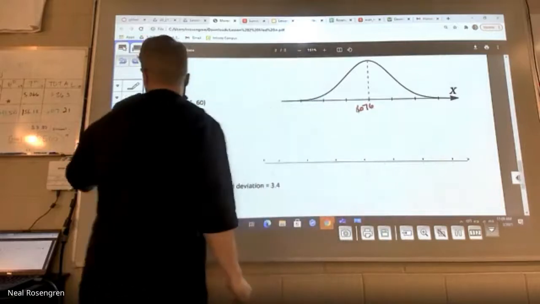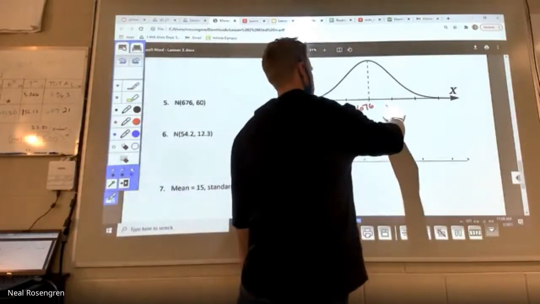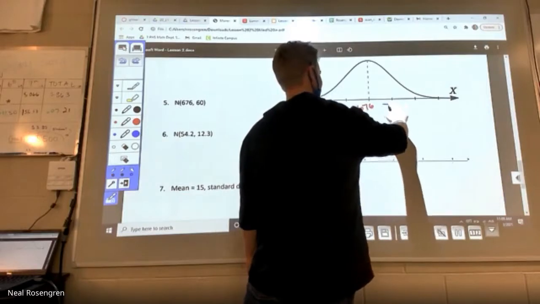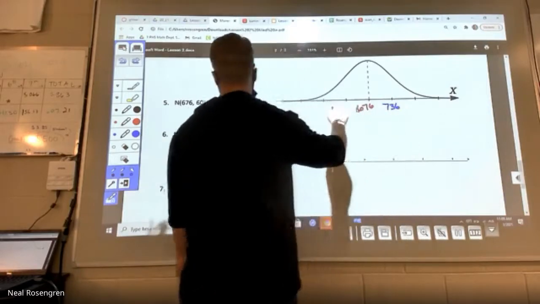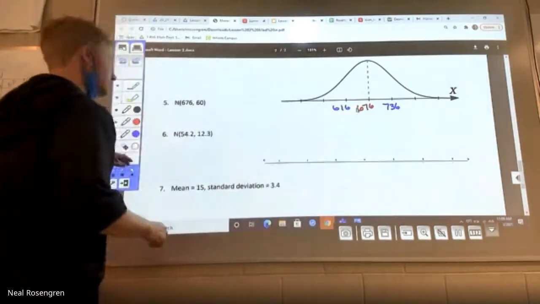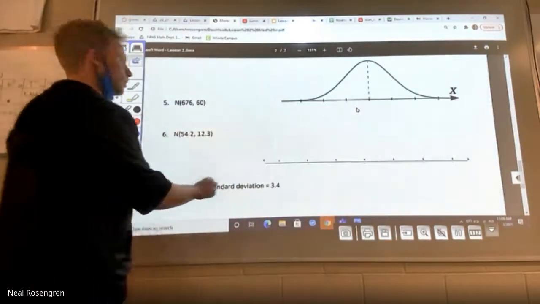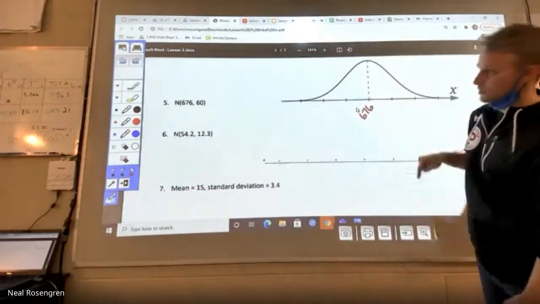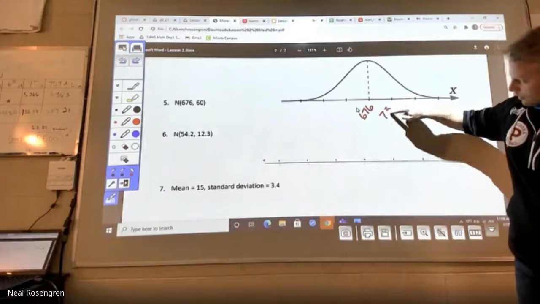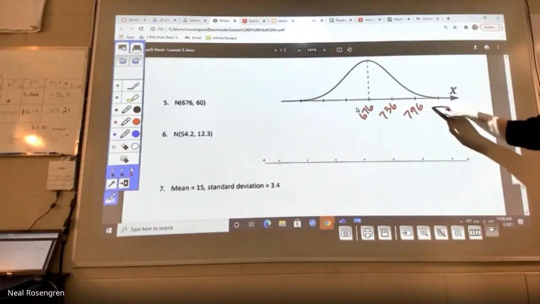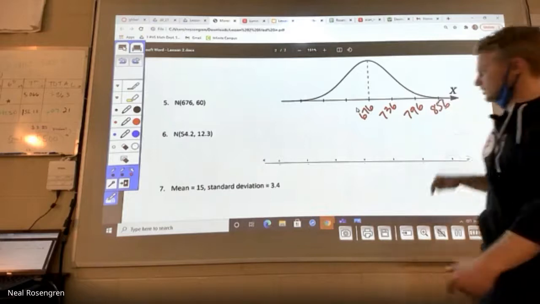They either switch colors, so it's more obvious which one's which. 736, 616, and so on like that. You just switch colors if you've got some colors. Or turn it sideways. 676, 736, 796, 856, and on down.